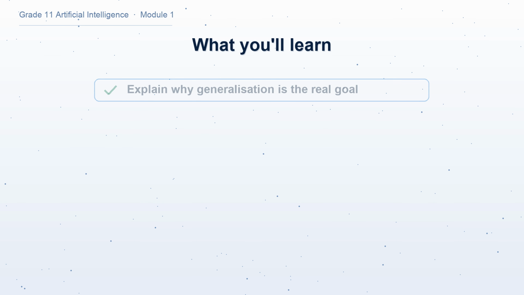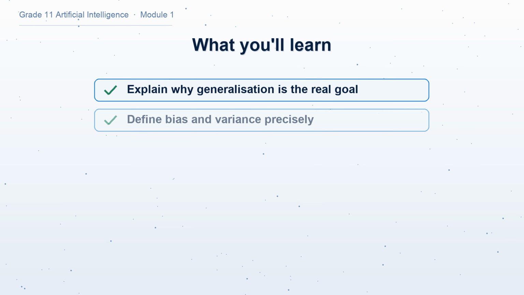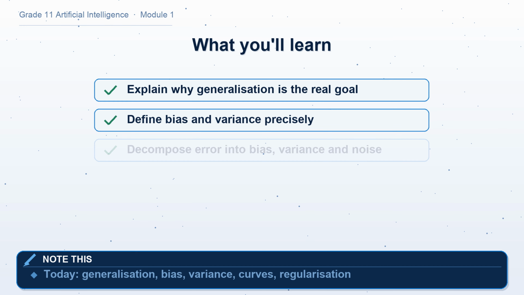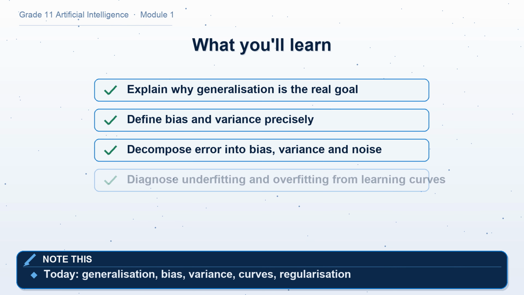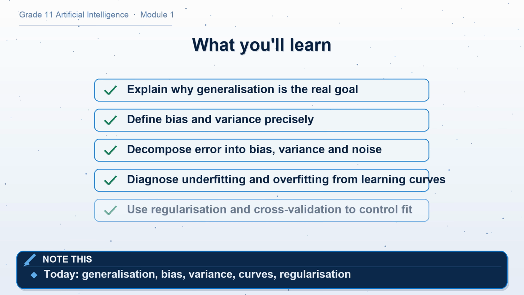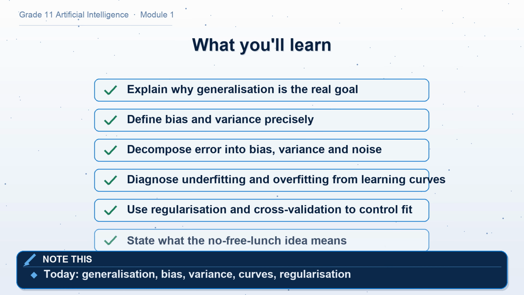Here is our plan for the lesson. We'll begin with the true goal of learning, which is to generalize. Then we'll define bias and variance and see how the error of a model breaks into three parts. We'll learn to read learning curves to spot underfitting and overfitting and meet two tools that control the balance: regularization and cross-validation. Finally, we'll state the no free lunch idea, which keeps us humble about any single method.